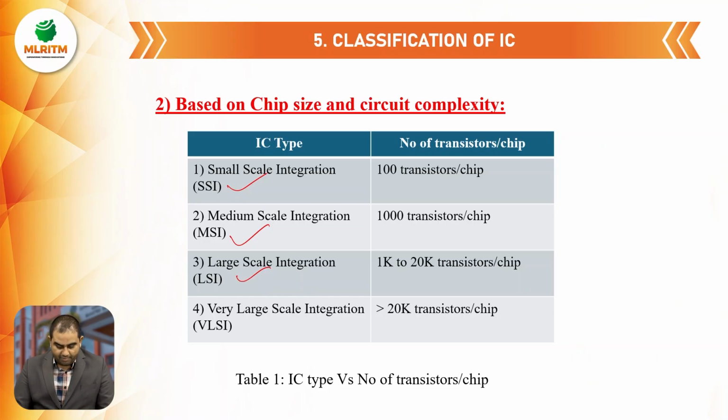Coming to the fourth one, very large scale integration, VLSI, it consists of more than 20k transistors per chip. Around 10 power 6 transistors per chip we can use.